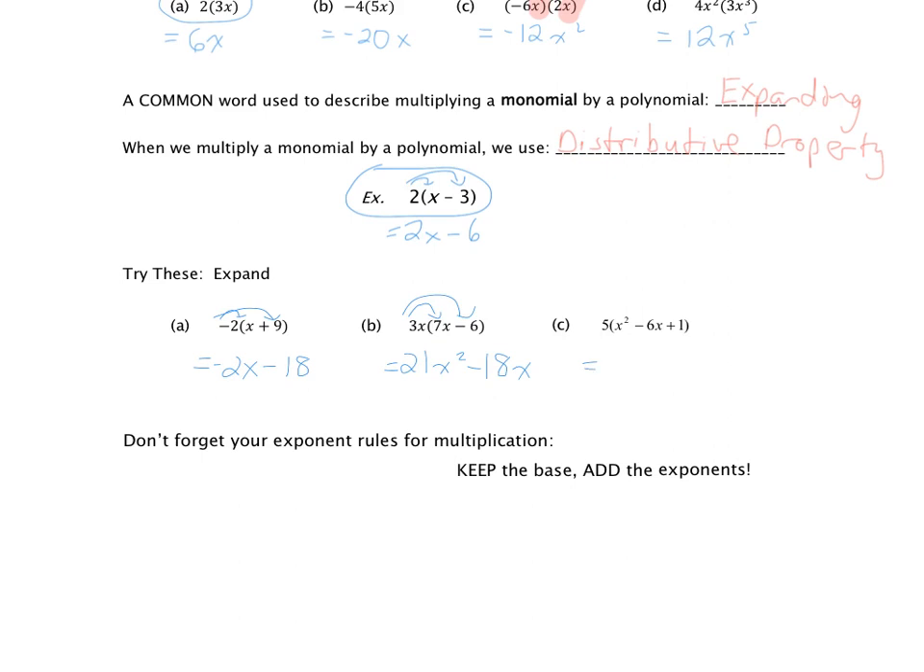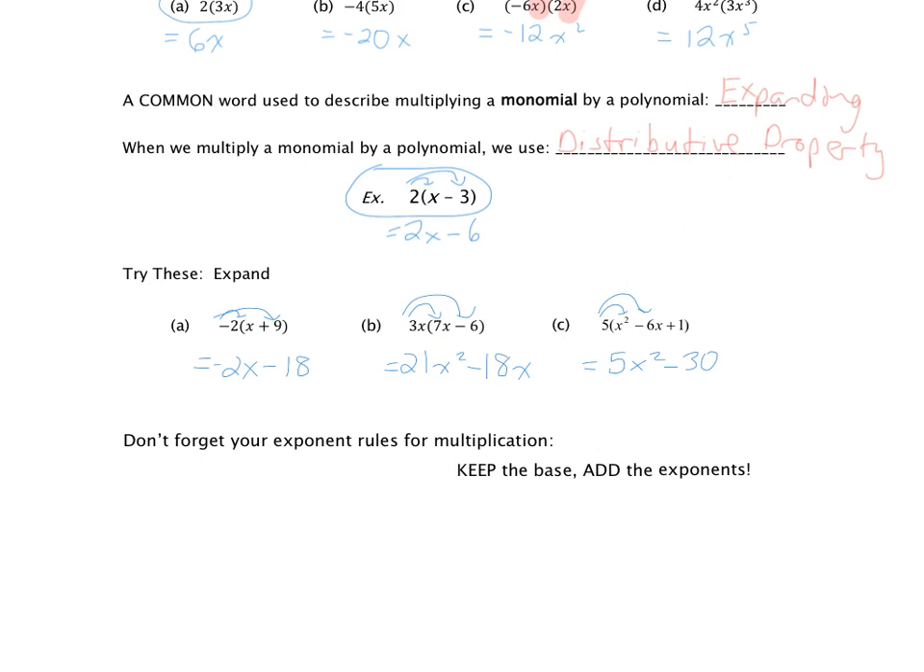My last one here, I have 5 times x squared, which gives me 5x squared. I have 5 times negative 6x. So 5 times negative 6 gives me negative 30.